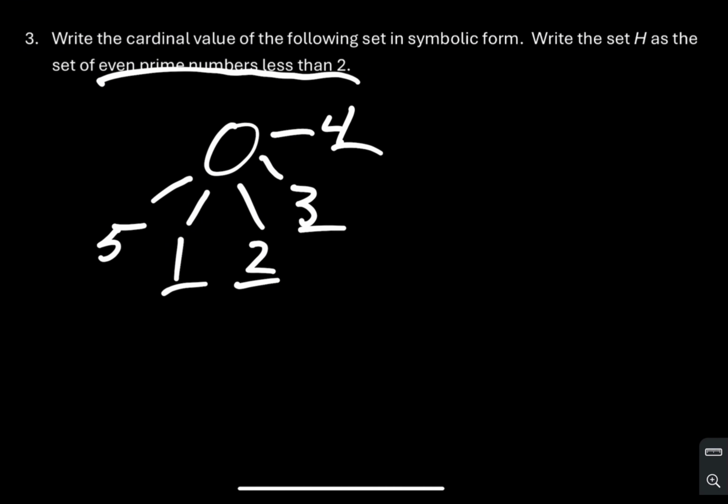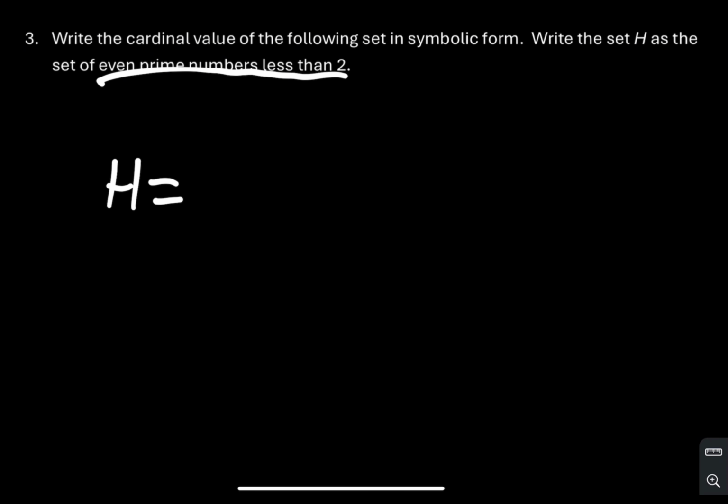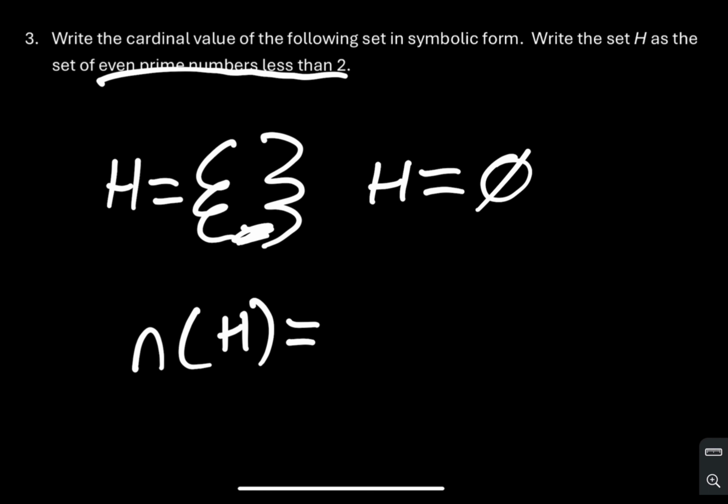So again, we have a set with no elements, an empty set. So set H, we can write it as this. We can just use the close and open brackets with nothing in between them. You can also write set H as the null notation, which just means nothing is in the set. So how do we write the cardinal value? So we do n, and then in parentheses, our set name, which is H, and then the cardinal value. So since we have nothing in between here, we just write the cardinal value to be 0, and that's going to be your answer.